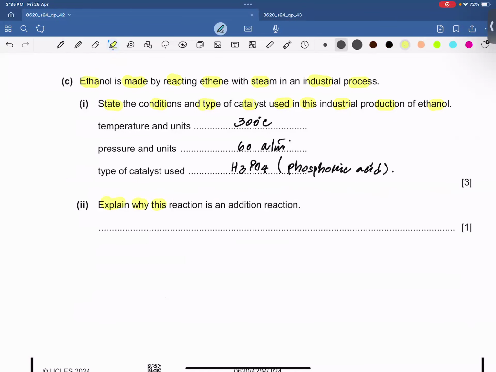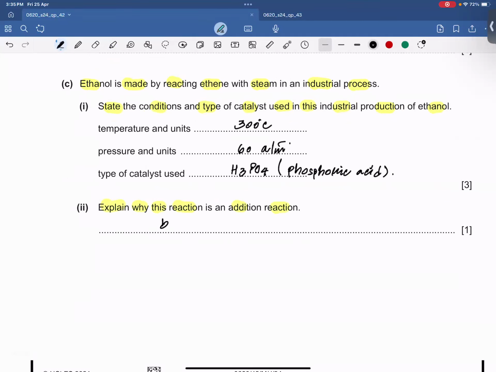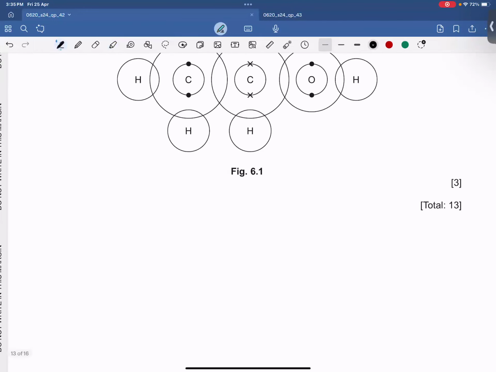Explain why this reaction is an addition reaction, because only one product is formed. Okay. Next, my goodness. Draw the complete dot and cross diagram of a molecule of ethanol. So guys, the molecule of ethanol has to be like this.